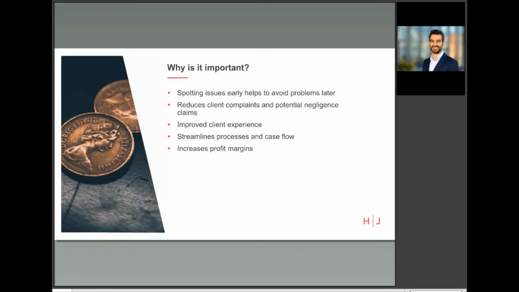Crucially, it improves the customer experience. If you can be one step ahead of these issues and preempt those, then the customer, the client, is going to have a much better experience and be likely to come back again. It will streamline your processes and case flow and in turn increase profit margins.